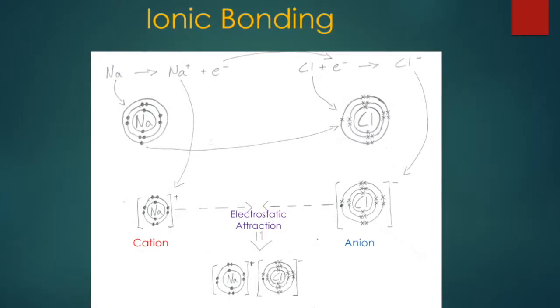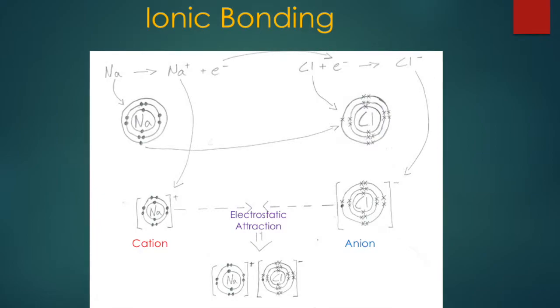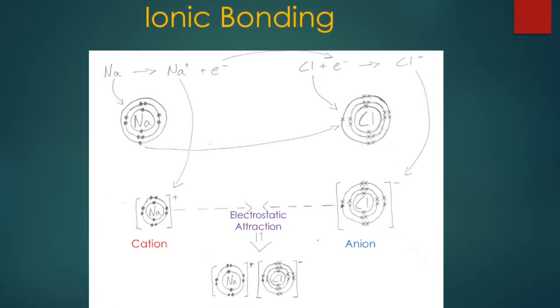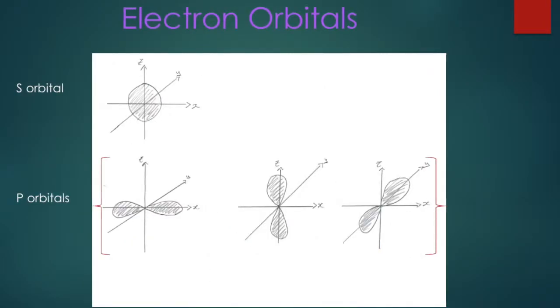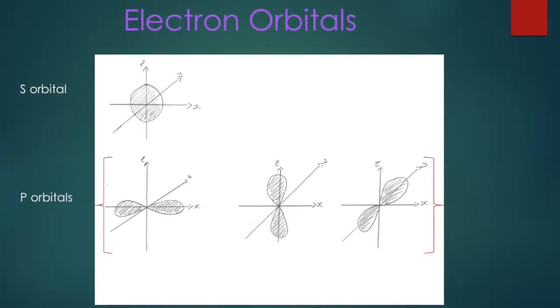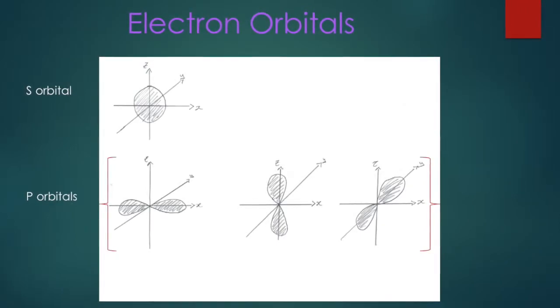Now we have two oppositely charged ions which are held together by electrostatic attraction. This is called ionic bonding. An orbital is the space that an electron moves in. There are two types of orbitals that will help us better understand covalent bonding.